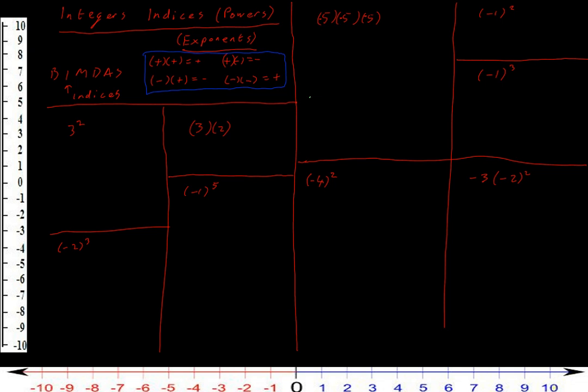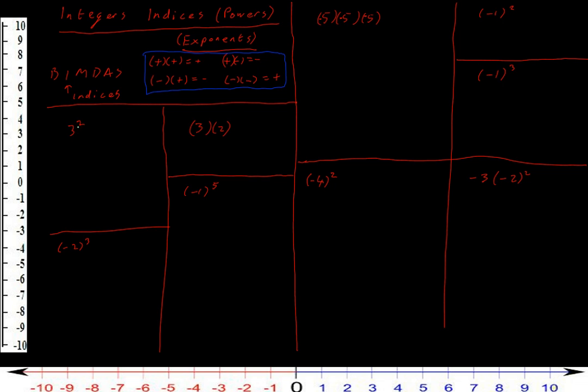Hello, now we're going to have a look at indices when we're talking about integers. We already looked at indices back when we were talking about natural numbers. They were how many times we multiplied a number by itself. There's a little number in the top right hand corner that we write up. The indices are the little numbers in the top right hand corner, and they tell us how many times we multiply a number by itself. And we're going to look at what effects they have now that we have negative numbers to deal with. So let's have a look.